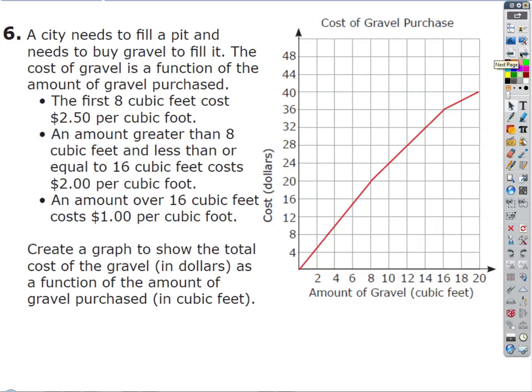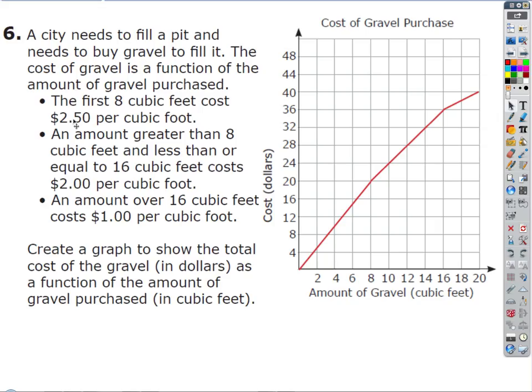Okay, this one, simple. You've seen stuff like this before. All they're saying here is, can you graph a function that's going to have different pieces with different slopes? That's it. So it's a piecewise function. So what if we want to graph a function that represents the cost of gravel, right? So for the first 8 cubic feet, it's $2.50 per cubic foot. So it's starting with the amount of gravel starts at 0, right? And what does that $2.50 represent then for that line?